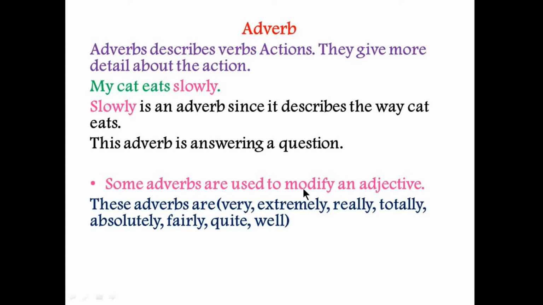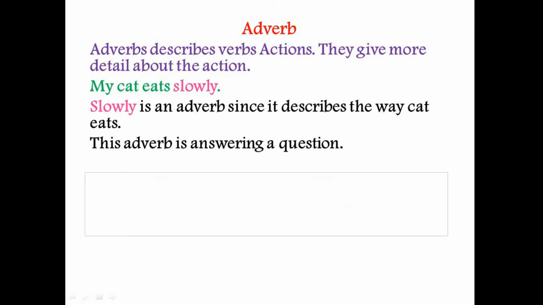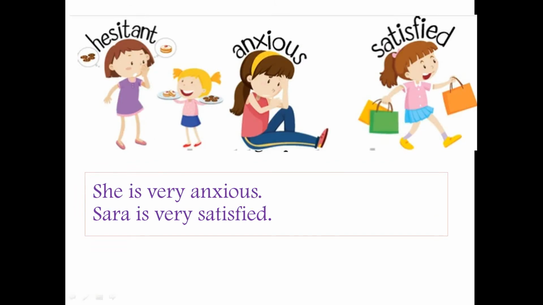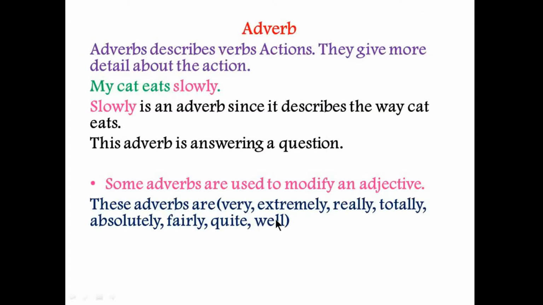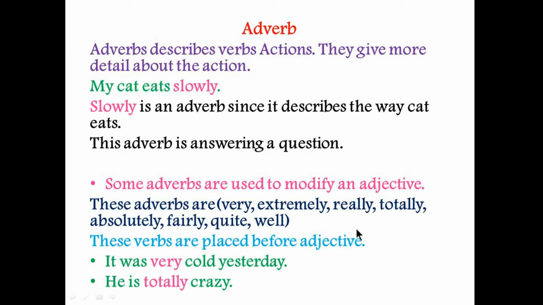Similarly, some adverbs are used to modify an adjective. An adjective is something which adds meaning to a noun. So these adverbs are very, extremely, rarely, totally, absolutely, fairly, quite, and well. These adverbs are basically placed before the adjective.